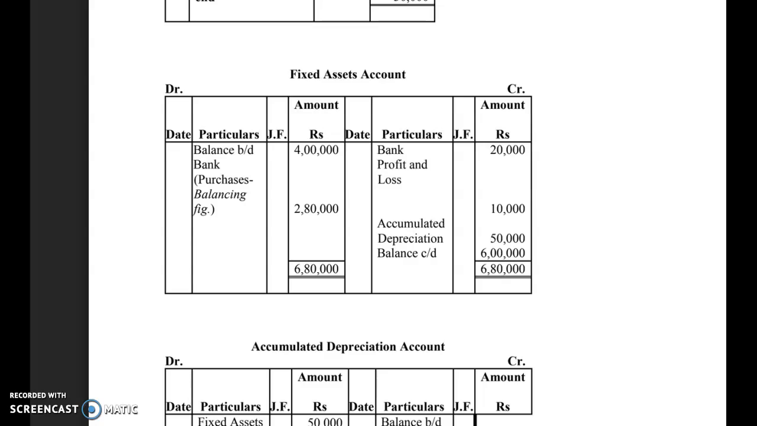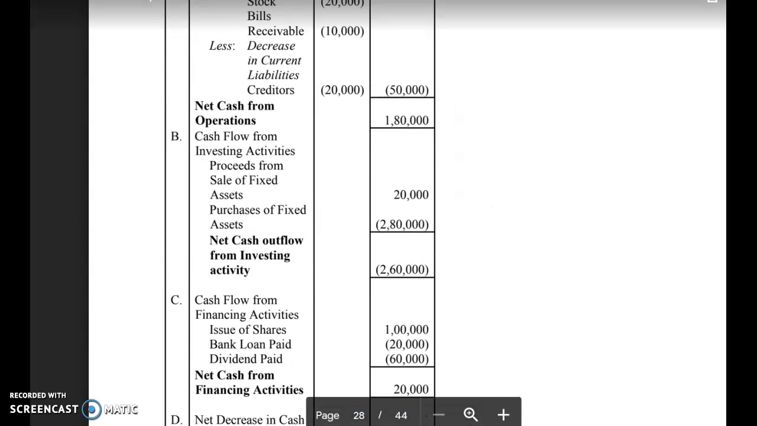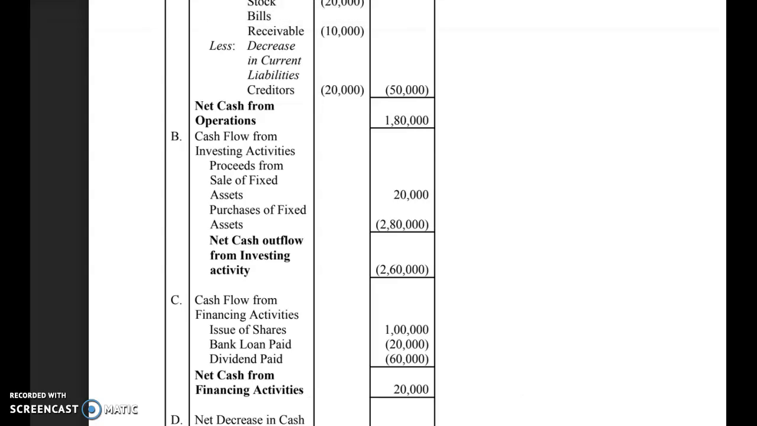So this way we will find out the purchase, and we know purchase is an outflow of cash, and it is under the heading of cash from the investing activity. So inflow is 20,000, outflow is 2,80,000. So the net effect of the cash from investing activity is rupees 2,60,000 in minus, and this is cash used or outflow from the investing activities, minus balance rupees 2,60,000.